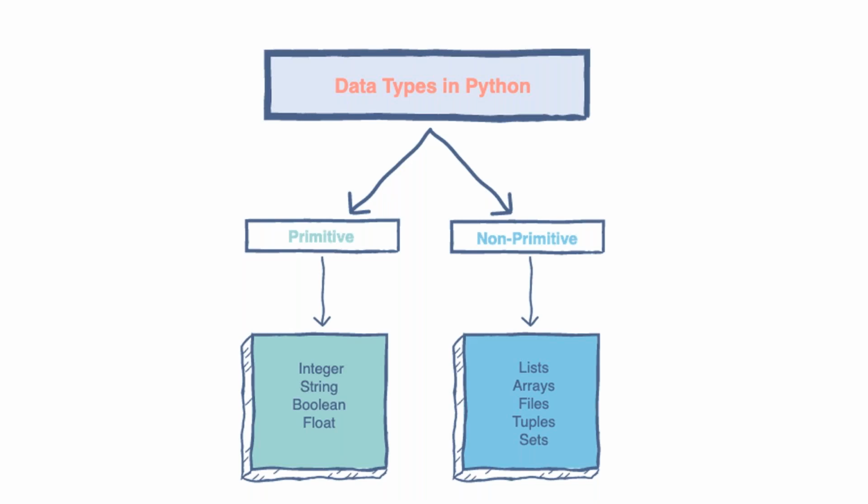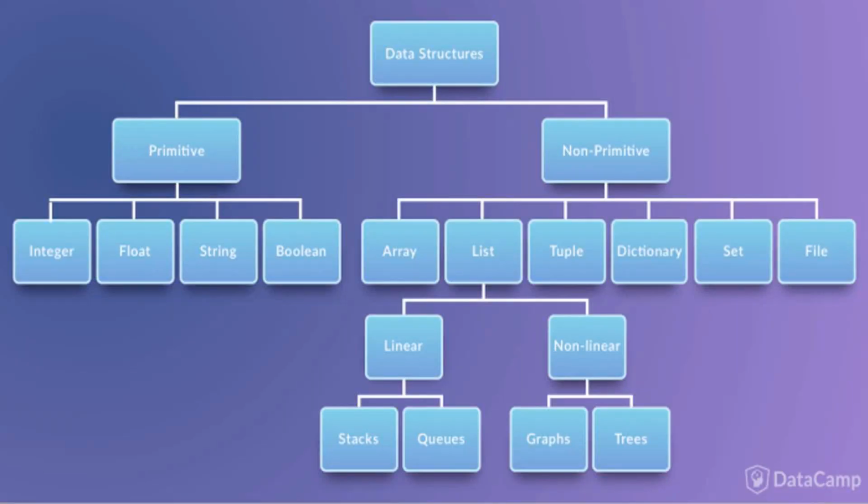Now, many people like to put it in the primitive and non-primitive way. Primitive means which has come from the legacy of Python, and over the period of time in Python 2 and Python 3, non-primitive types got added. So primitive means integer, string, boolean, float, and non-primitive means list, arrays, files, tuples, and sets. Look at this, a list of complete things: integer, float, string, boolean, non-primitive array, list, tuple, dictionary, set, files.